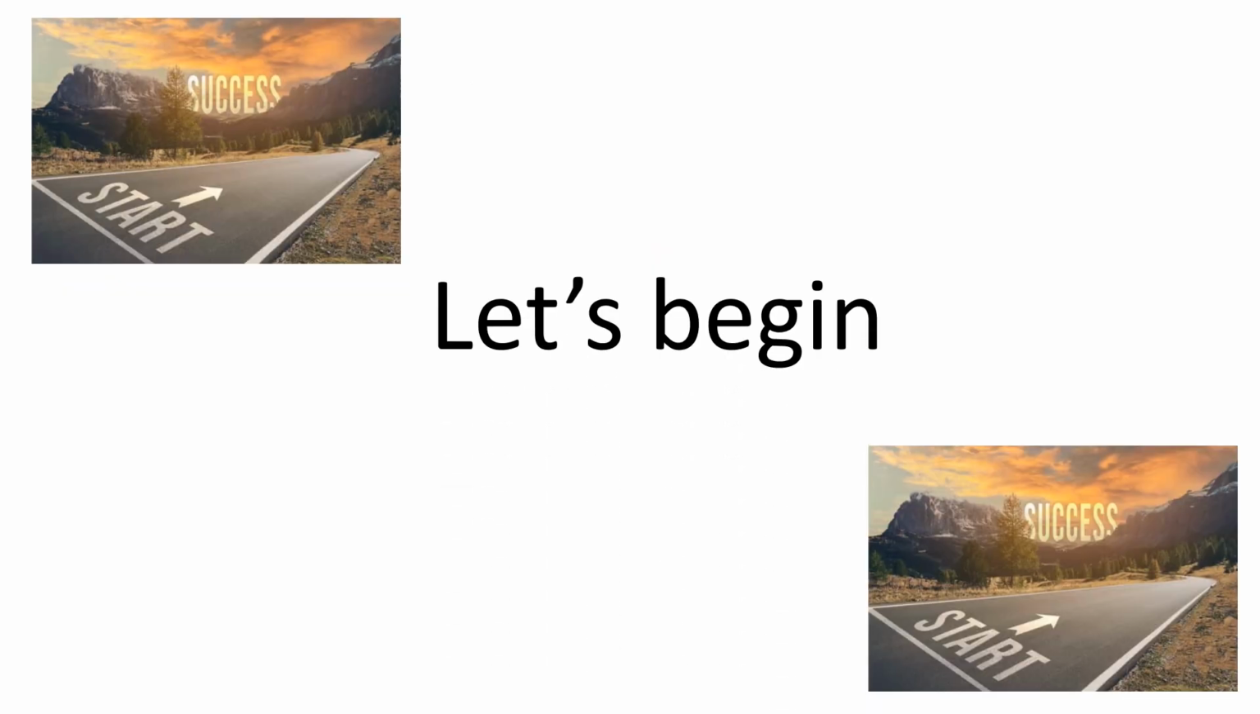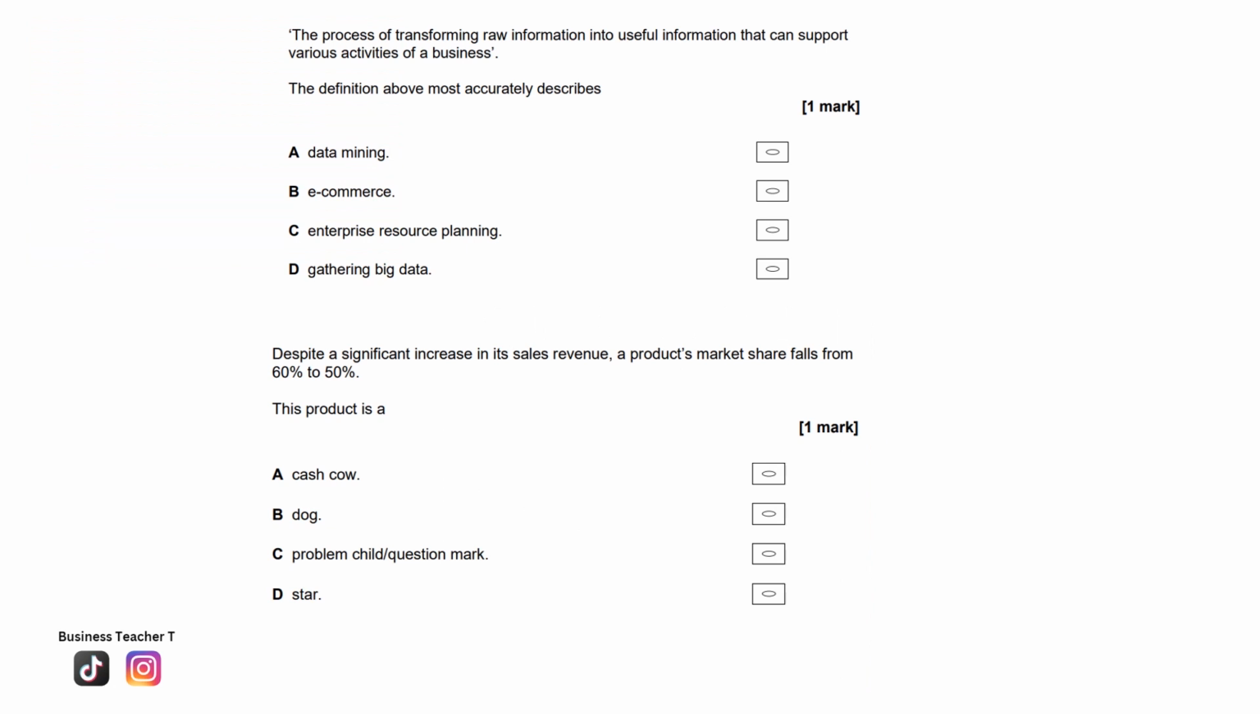Let's begin. The process of transforming raw information into useful information that can support various activities of a business. The definition above most accurately describes A. Data mining, B. E-commerce, C. Enterprise resource planning, or D. Gathering big data. And the answer is A. Data mining.